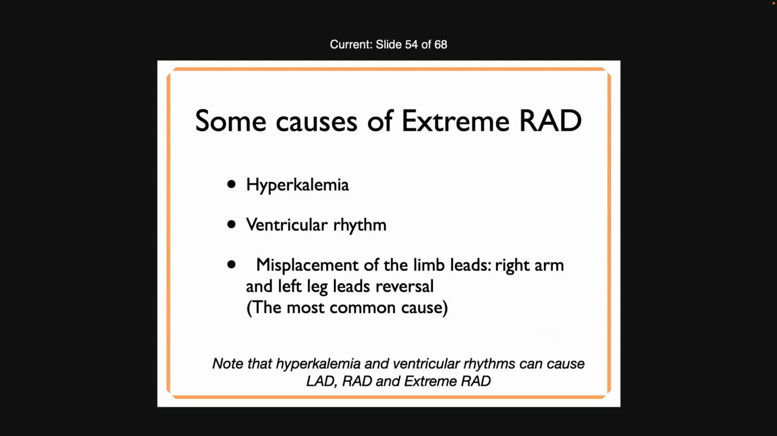Some causes of extreme right axis deviation: hyperkalemia and ventricular rhythm. So notice that hyper-K and ventricular rhythms can cause left axis deviation, right axis deviation, and extreme right axis deviation. In actuality, the most common cause of extreme right axis deviation is left and right arm, left leg reversals.